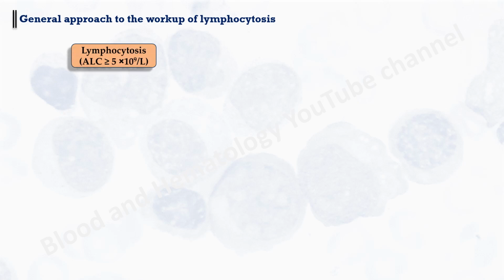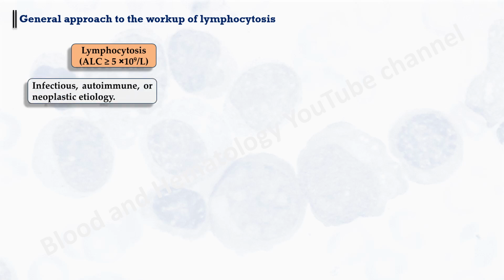Lymphocytosis, defined by an increase in absolute lymphocyte count to more than 5,000 lymphocytes per microliter in adult patients, is a common hematologic abnormality. An absolute lymphocyte count of 5,000 per microliter or higher has been suggested as the threshold in need of further investigation to identify infectious, autoimmune, or neoplastic etiology.